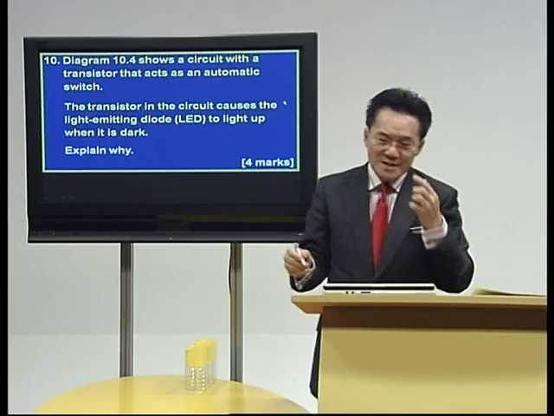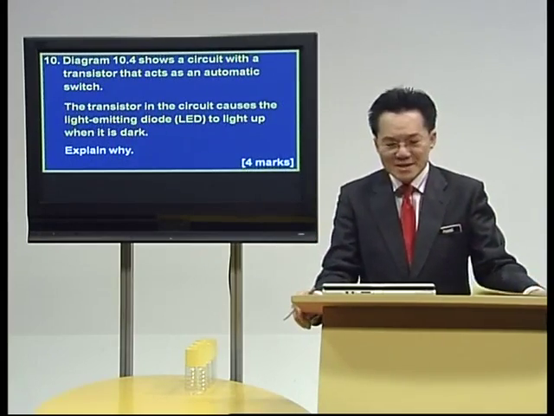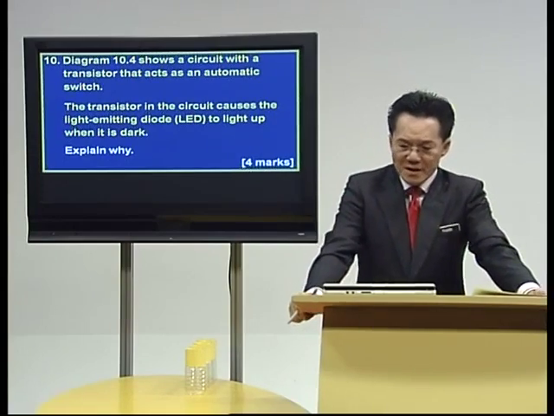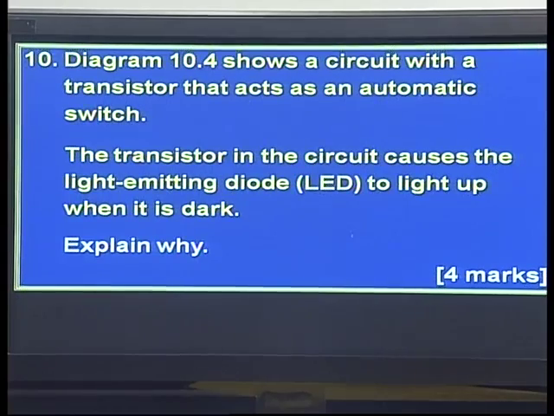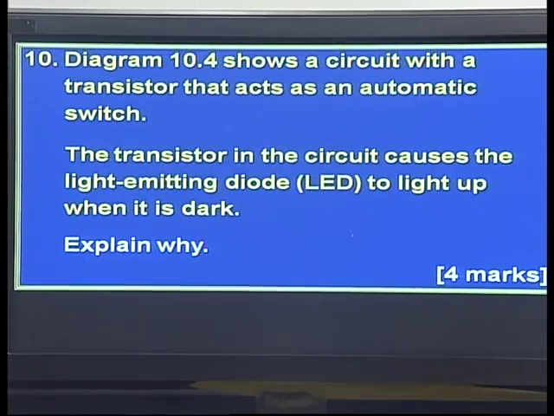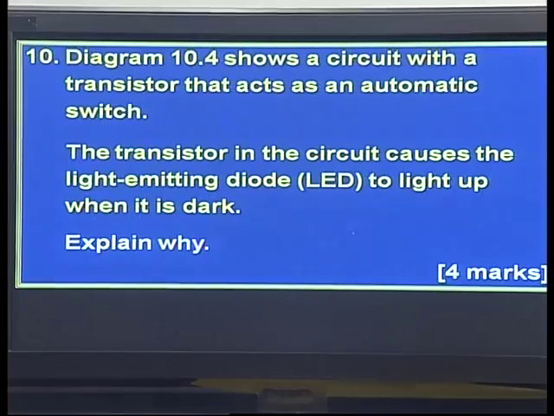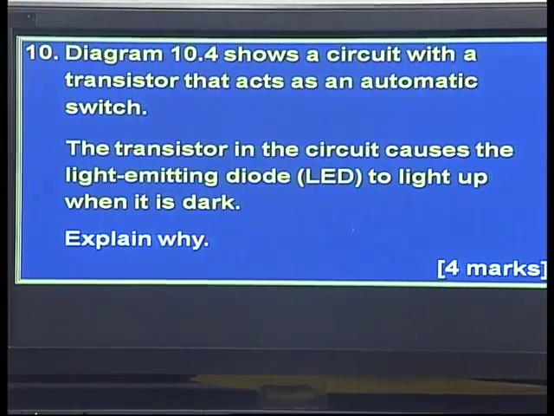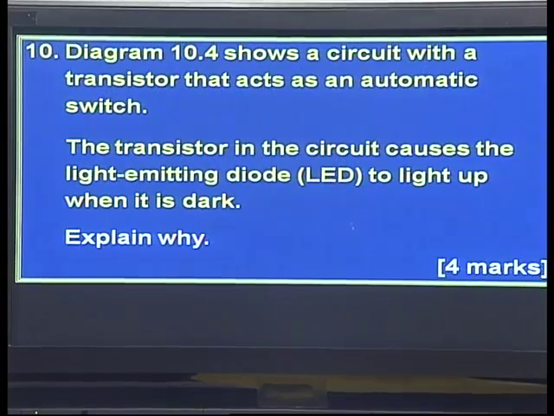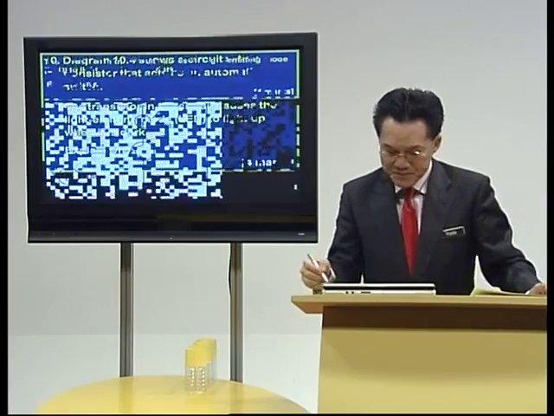Let us look at a question. And this question is very similar to past year questions in one way or the other. Diagram 10.4 shows a circuit with a transistor that acts as an automatic switch. I'll show you the diagram in a while. The transistor in the circuit causes the light emitting diode to light up when it is dark. Explain why. And intentionally I put there 4 marks, just like our paper 2.